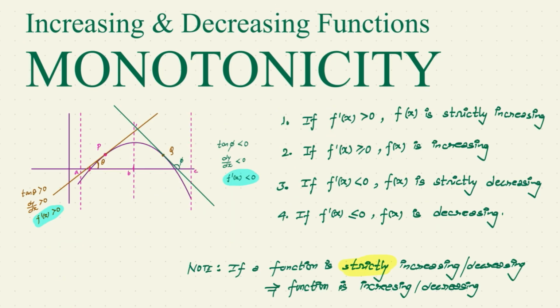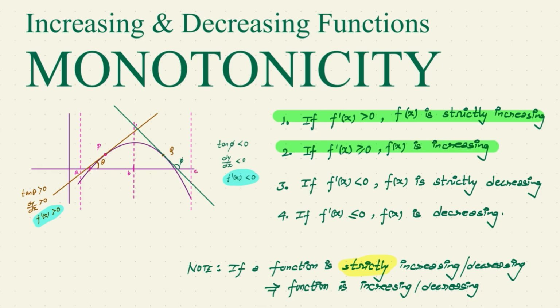Here I have summarized everything we have learned from that figure. You have to remember this while solving increasing and decreasing function problems in this chapter. In number 1, I have written that if f dash of x is greater than 0, then the function is strictly increasing. In number 2, if f dash x is greater than or equal to 0, then we say that the function is increasing only. So there is a difference between strictly increasing and increasing. You have to remember this.